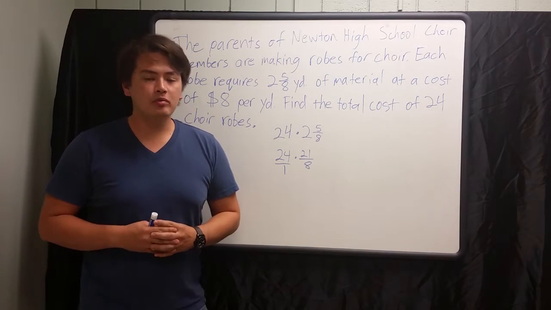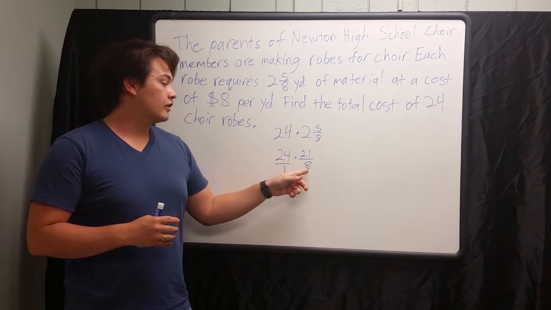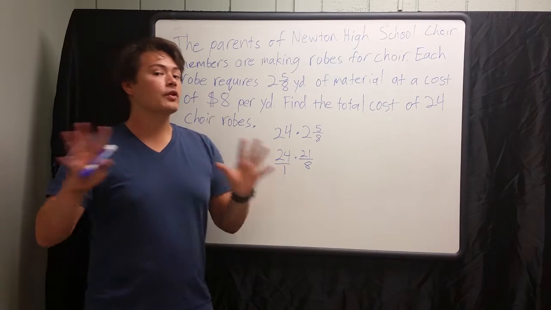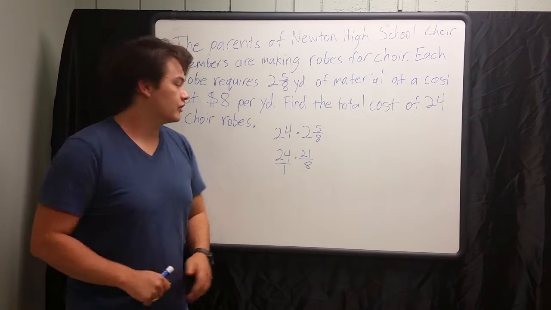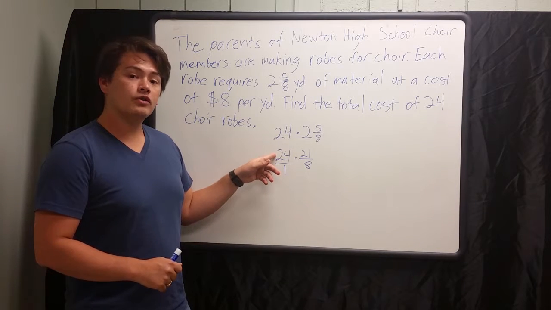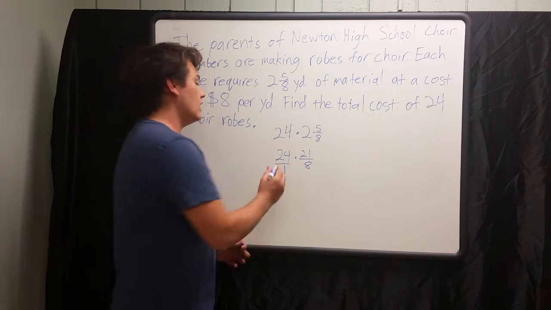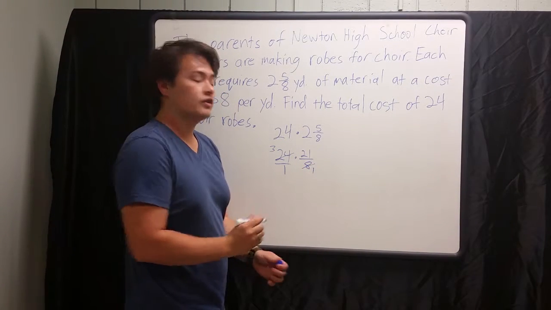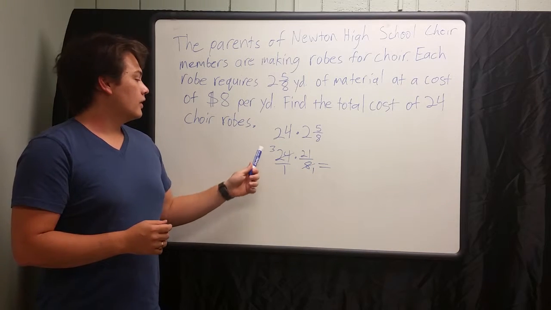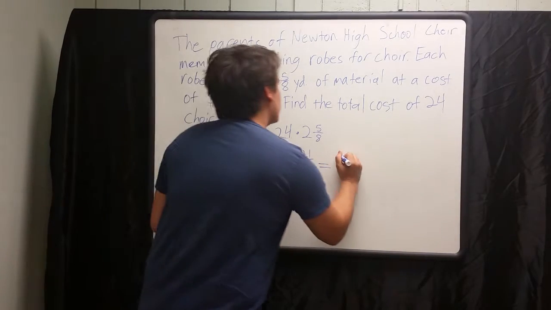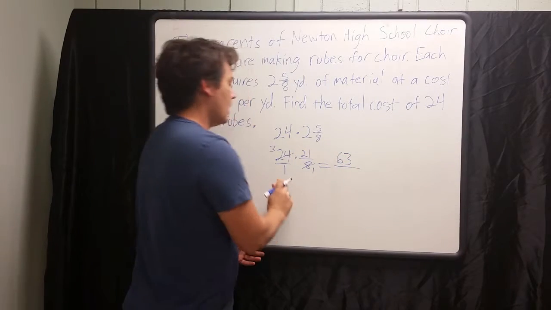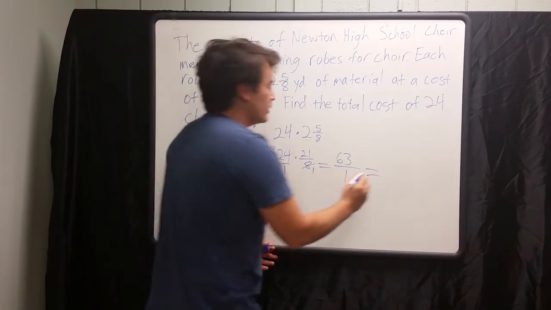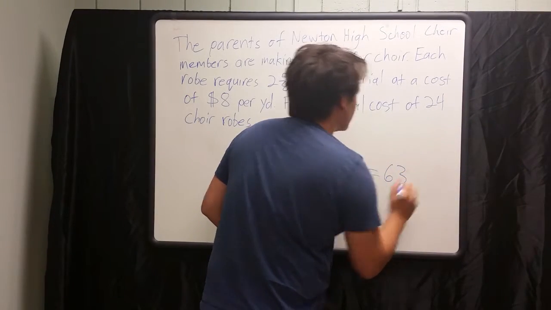Now remember, when we're multiplying fractions, the denominator opposite to the numerator can simplify further. And this only happens when you're multiplying fractions. So 8 can go into 24 and 8 can go into 8. 8 can go into 24 3 times, and 8 can go into 8 1 time. So 3 times 21 is going to give us 63, and 1 times 1 is going to give us 1. 63 over 1 is just going to be 63.